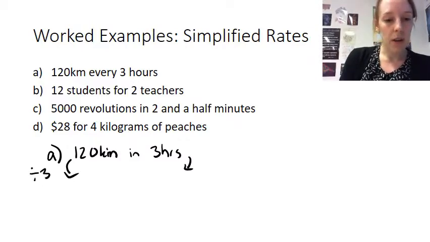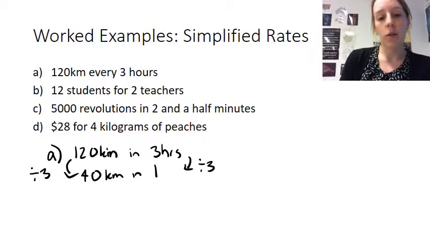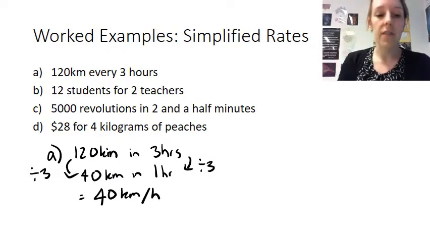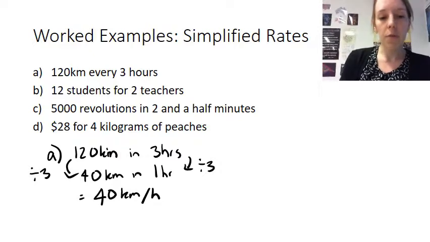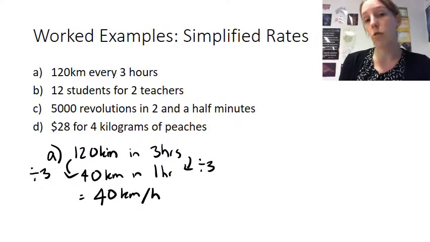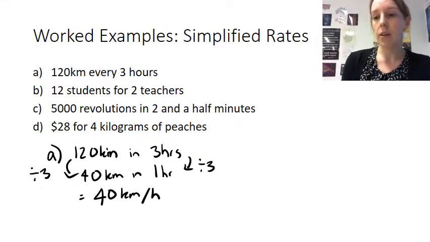So we're going to divide by 3. 120 divided by 3 is going to give me 40 kilometers, and 3 divided by 3 is 1, so 40 kilometers in 1 hour. So we write our answer as 40 kilometers per hour. That would be our answer there for A. For B, you'd work down the page. I'm just going to clear the page.